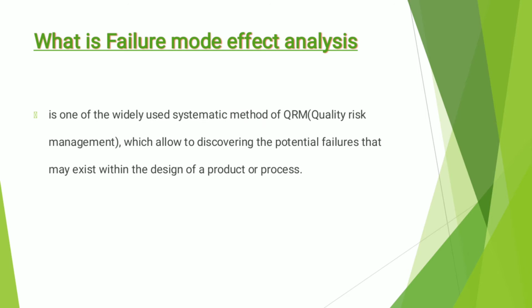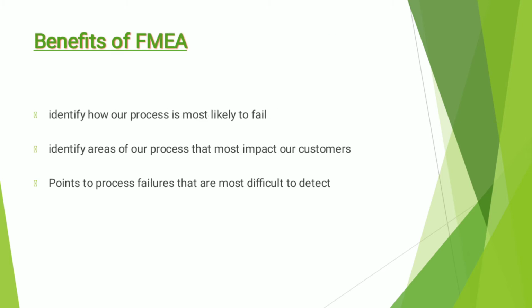So what is FMEA, or failure mode and effect analysis? It is one of the widely used systematic methods of QRM, that is quality risk management, which allows the process owner to expect the failures so that the owner can prevent and list out those failures before their occurrence. Failure modes are the ways in which a process can fail, and effects are the ways that these failures can lead to waste, defects, and harmful outcomes for the customer. FMEA is designed to identify, prioritize and limit these failure modes.